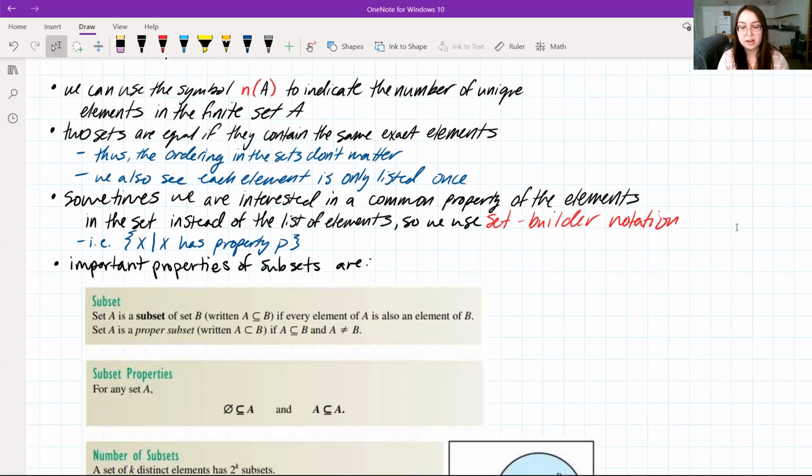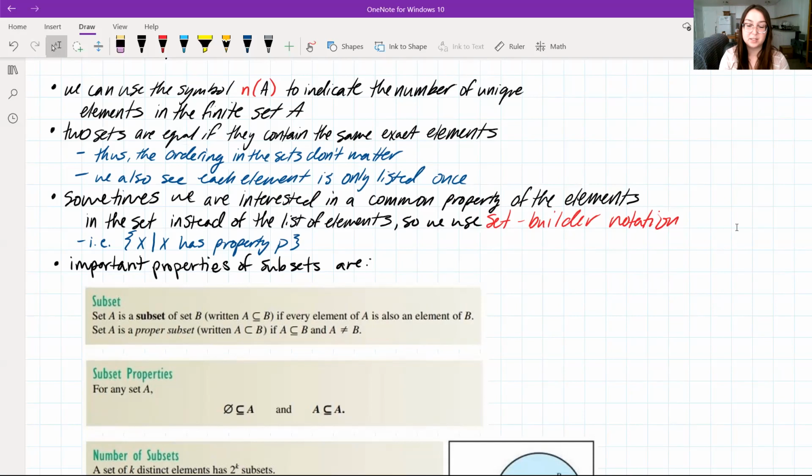Sometimes we are interested in a common property of the elements in the set instead of the list of elements. So we use what's called set builder notation. We would say that x is all of our elements, so x is essentially the list of elements, and then we say that x has the property P. So when we write this, we have our curly brace, then x, then a straight line, and then x has property P, with an ending curly brace. So if we want all the numbers between 0 and 1, we would write x, then our straight line, and then x is between 0 and 1.